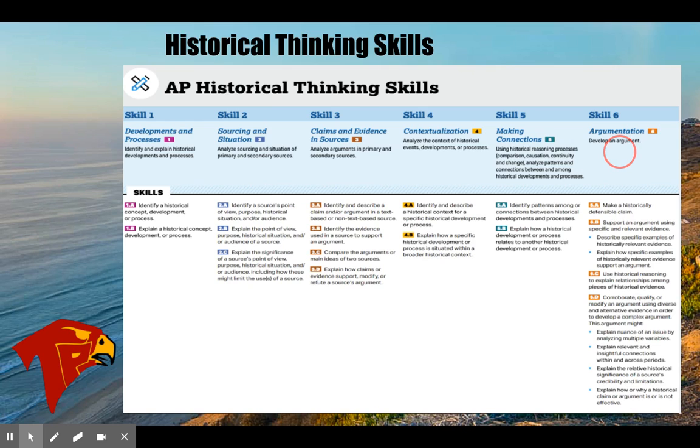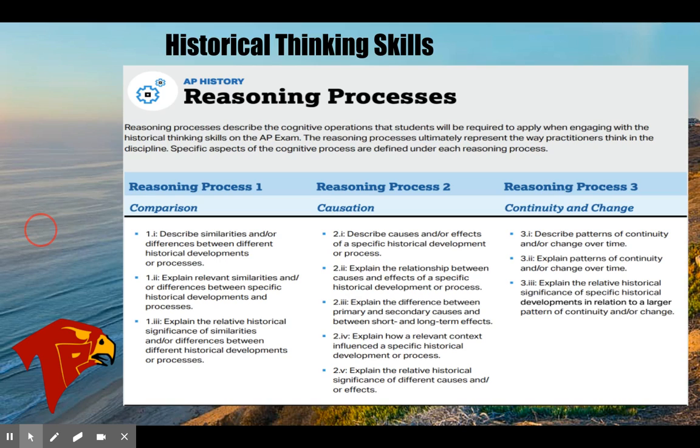Historical thinking skills are really big. These are the College Board skills that they teach for this class. There are 6 of them, so you can see anywhere from developments and processes to contextualization, which is looking at historical events and how they develop, right? Or even skill number 6, which is argumentation. This is huge for writing essays, for writing short answer questions, and for prepping your student for college. That's what you're going to do a lot of: a lot of writing. The other historical thinking skills are the reasoning process, comparison, causation, continuity, and change.